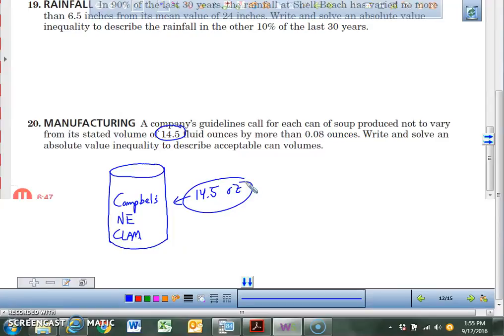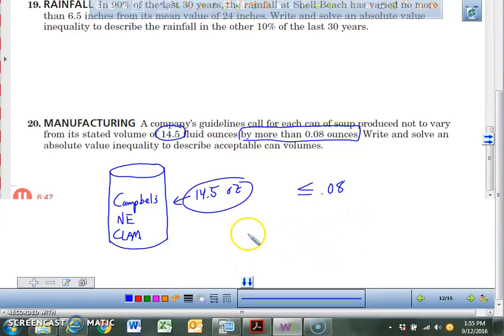I'm telling you. So, a company's guidelines call for each can of soup produced not to vary from its stated volume by more than 0.08 ounces. What basically is "by more than" means "by no more than." So we're going to say that's got to be less than or equal to 0.08. So it could be off a little bit, right? But not a lot, just by 0.08. Eight hundredths of an ounce.